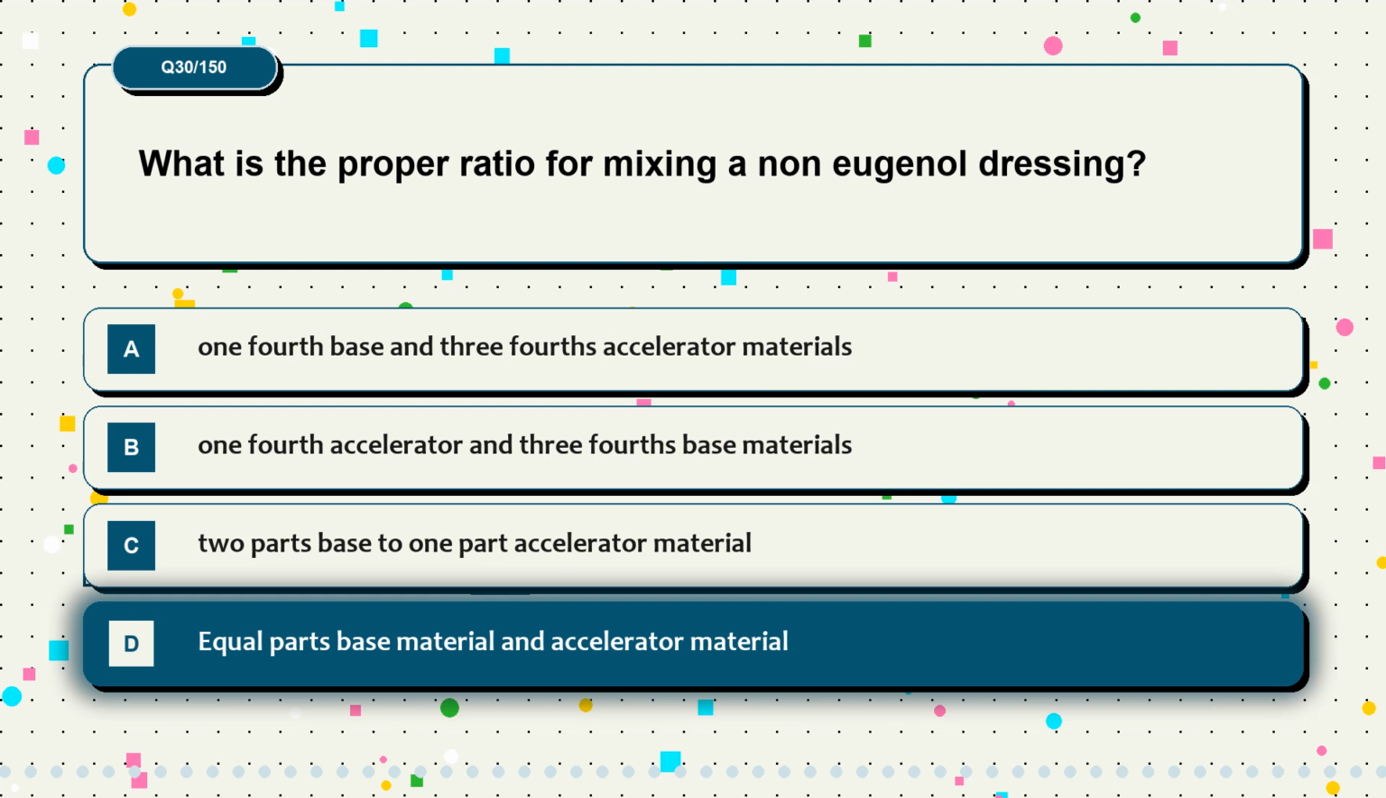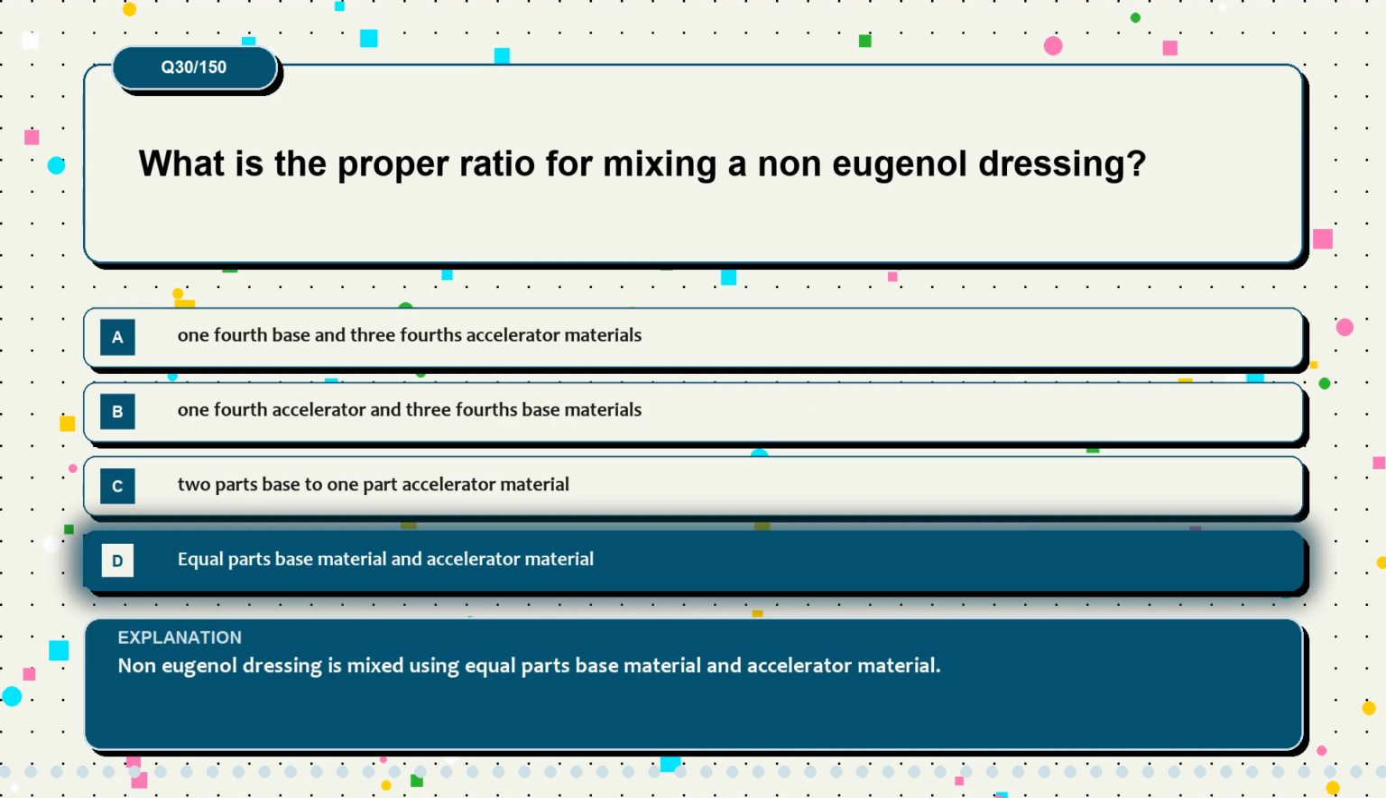The correct answer is option D. Equal parts base material and accelerator material. Non-eugenol dressing is mixed using equal parts base material and accelerator material.